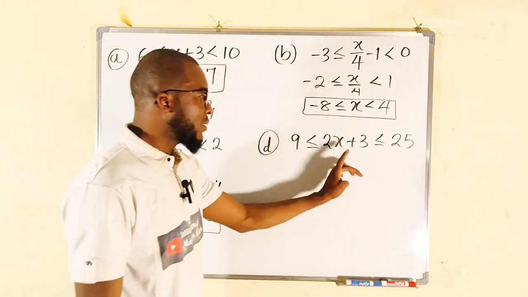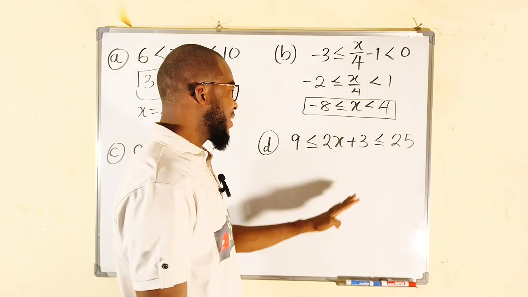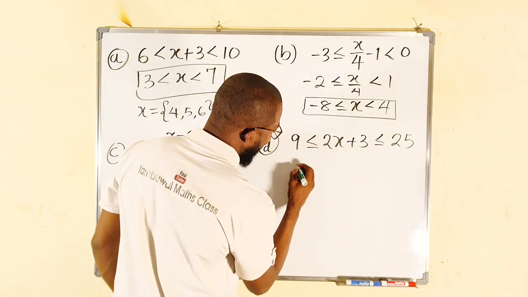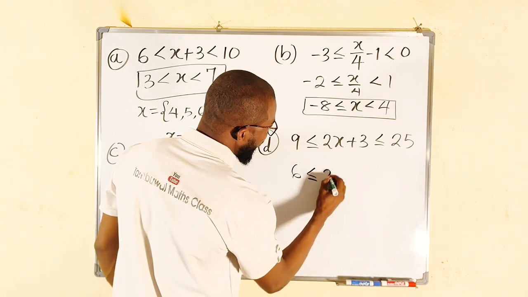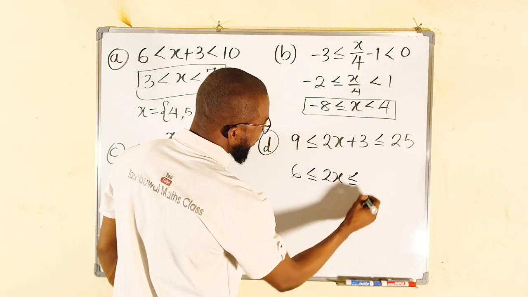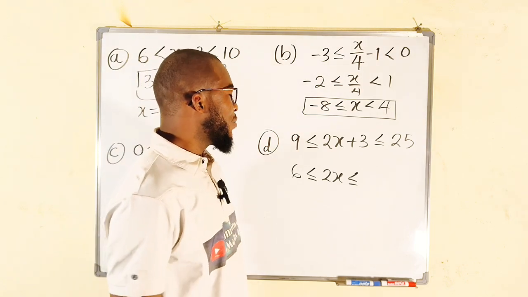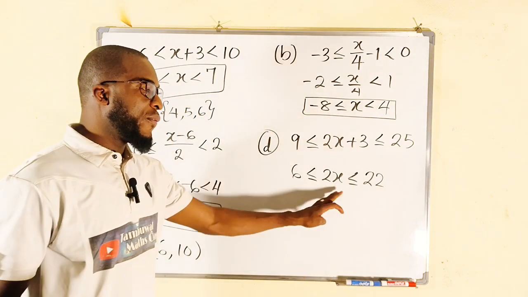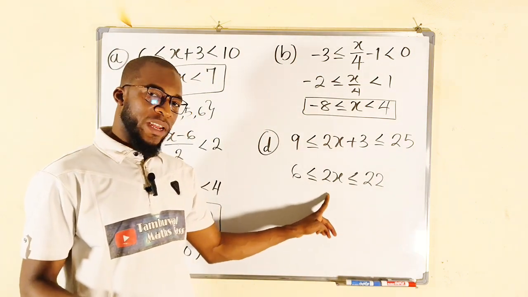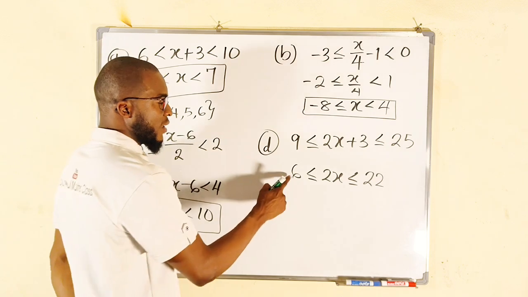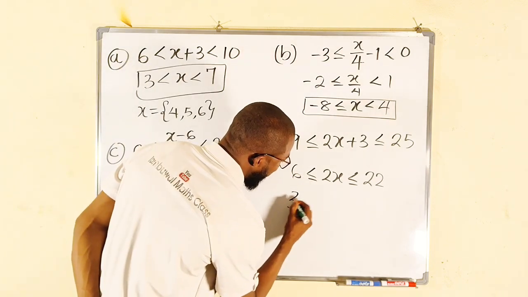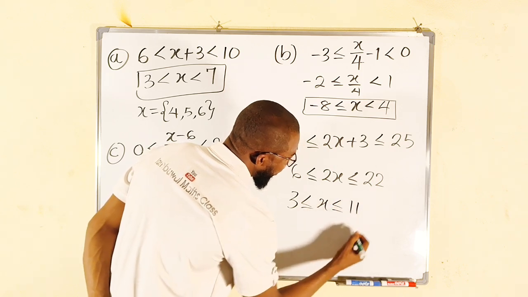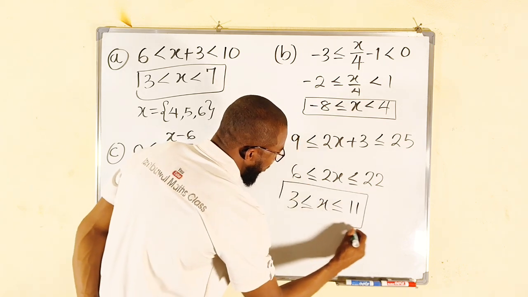Moving to the last one, take 3 to the other side, it becomes negative. Take it to this side. 9 minus 3 is 6, less than or equal to just 2x here, less than or equal to 25 minus 3, which is 22. Then you divide every single term by 2 just to clear this coefficient of x. 6 divided by 2 is 3, less than or equal to just x, less than or equal to 11. And hence, this is the solution to this problem.